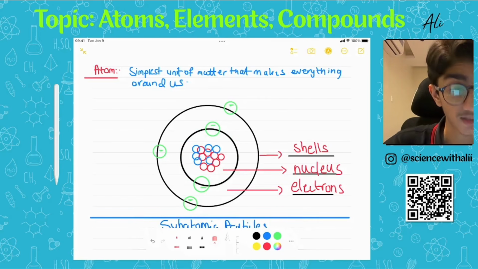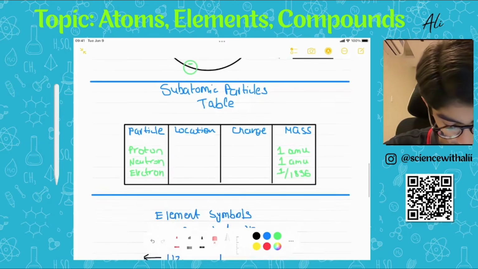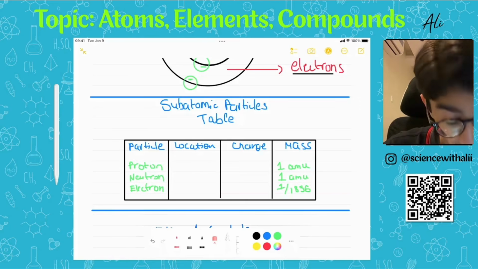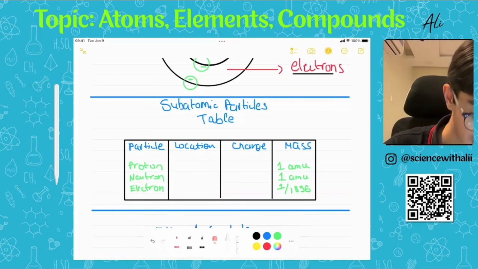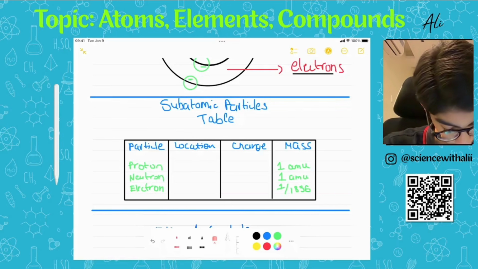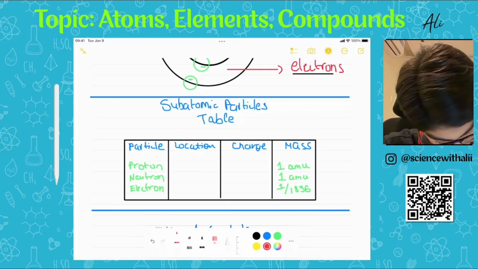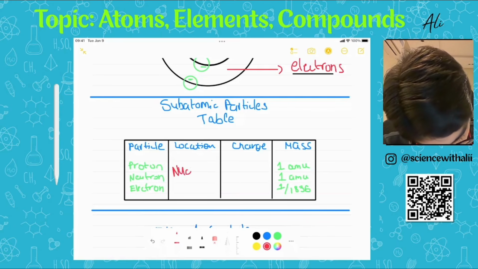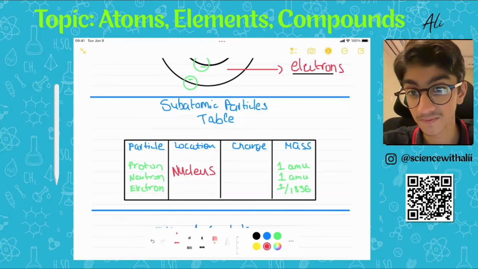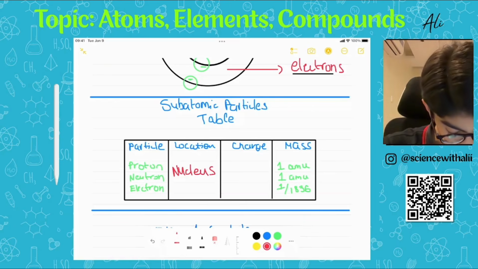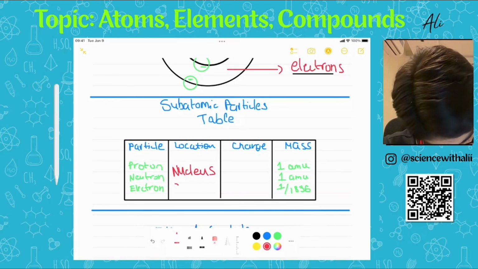So atoms consist of subatomic particles known as protons, neutrons, and electrons, right? In the central core of the atom, which is the nucleus, there are two types of particles called the proton and the neutron, right? So the location of the proton and the neutron is the nucleus. And the electrons are housed in the shells.